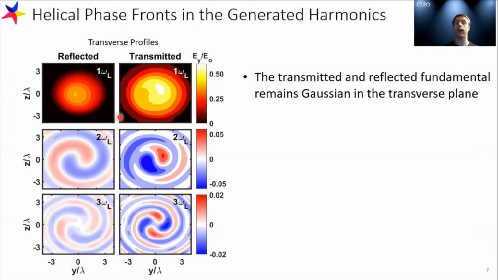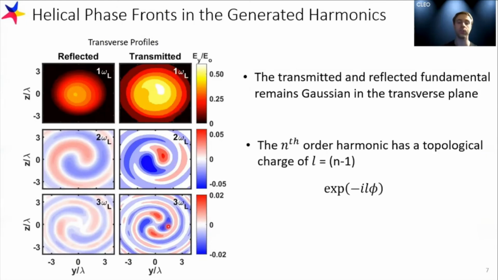In contrast, for the second and third harmonics, we do see the azimuthal dependence on the phase, where, for example, in the second harmonic, as the azimuthal angle is varied from -pi to pi, we see a 2 pi phase shift. And for the third harmonic, we see a 4 pi phase shift, which is indicative of a topological charge of order 1 for the second harmonic and 2 for the third harmonic, and in general, topological charge of n-1 for the nth harmonic. It's important to also note that all three harmonics remain circularly polarized.